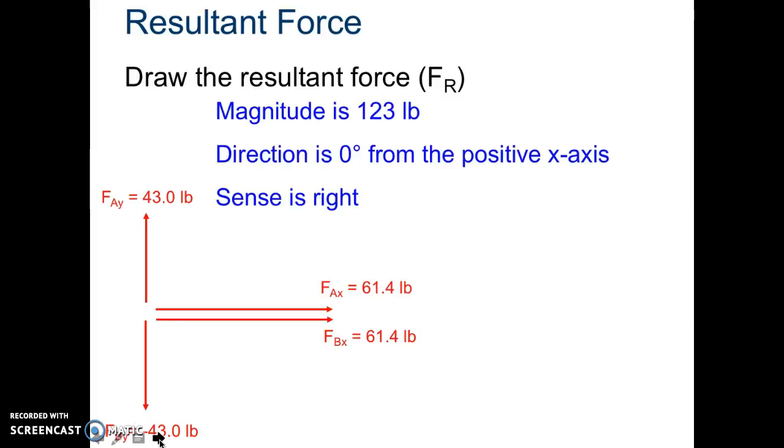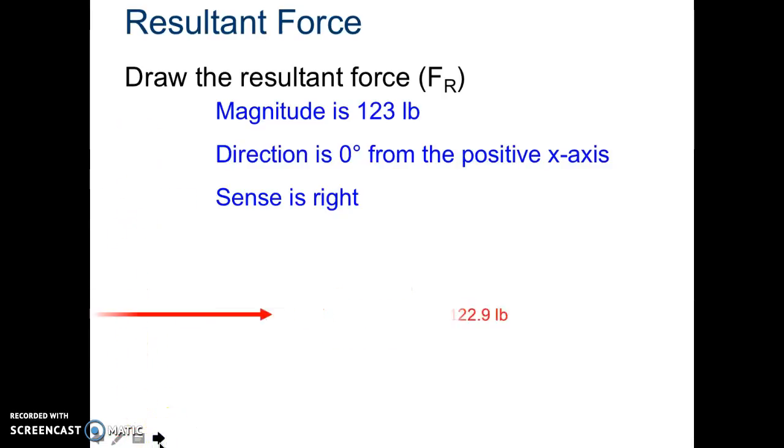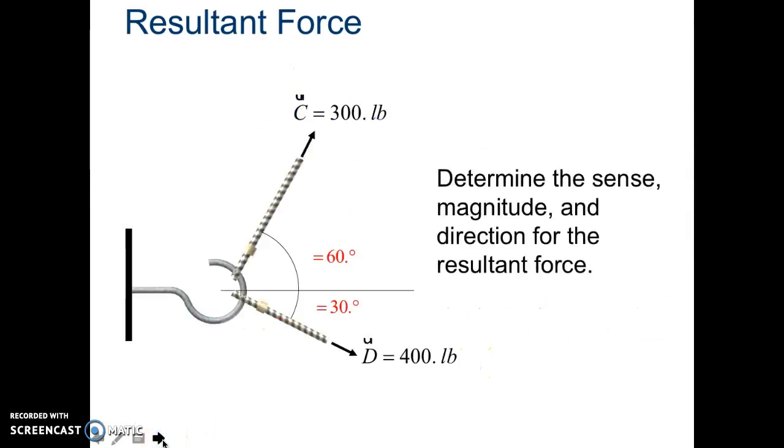So what does that mean? It means that these two are pulling together. They are pulling with 122 pounds to the right. This upward motion that person A is giving cancels out this downward motion. And so the resultant movement, the resultant force, is just 122.9 pounds to the right on the x-axis.